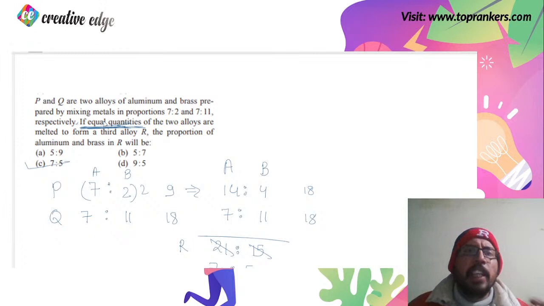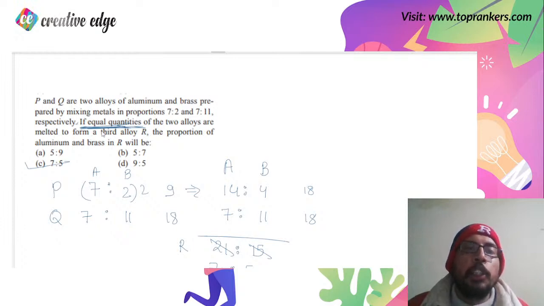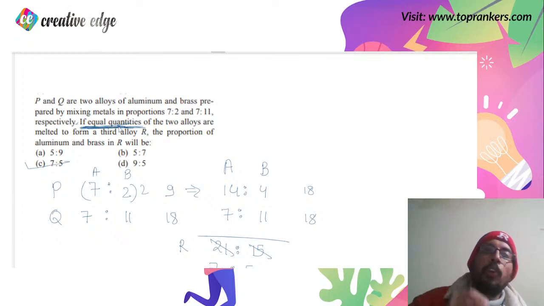Right? Let us say in this question, if it were told that the two alloys are melted in the ratio 2:3, instead of equal quantities, you are told in the ratio of 2:3.